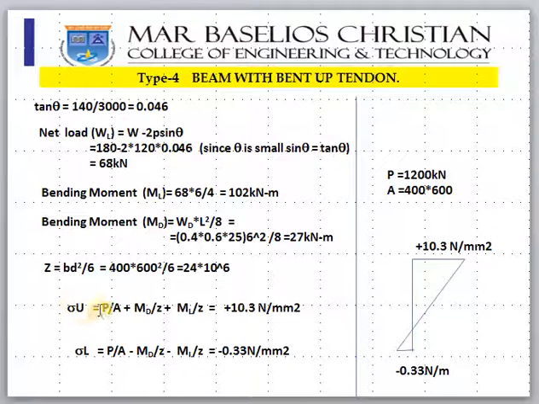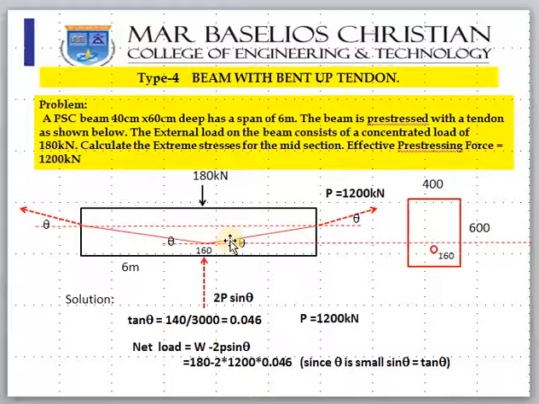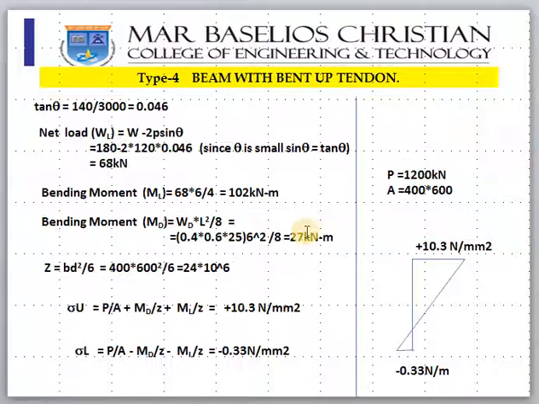Upper fiber stress is equal to P by A plus MD by Z plus ML by Z, because P by A is compression, MD by Z is top compression, bottom tension. Lower fiber stress is P by A minus MD by Z plus ML by Z. The PE by Z term will not come because the tendon is passing through the neutral axis at the end. So you will get upper fiber plus 10.3 and lower fiber minus 10.33 Newton per millimeter square. I think it is clear.